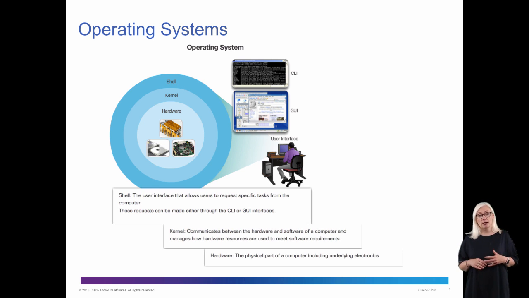There are two different types of shells. They can either be GUI, or graphical user interfaces, or it can be a command line interface, a CLI. And when we are going to work with the Cisco operating system, it will be a CLI, command line interface. So we need to know a lot of different commands, and that's the only way that we can operate the different networking devices.